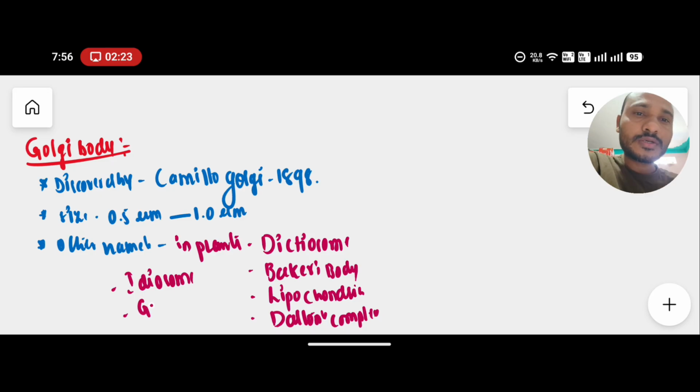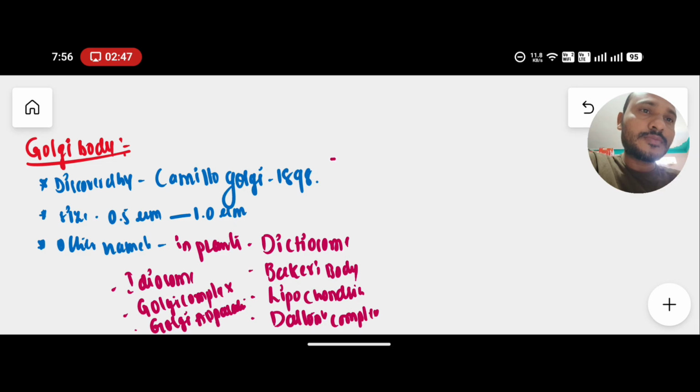Most commonly we refer to Golgi bodies as the Golgi complex, or also use the term Golgi apparatus, because it is made up of three different types of parts. So these are all various names of Golgi bodies. Now we will see the structure of Golgi bodies.